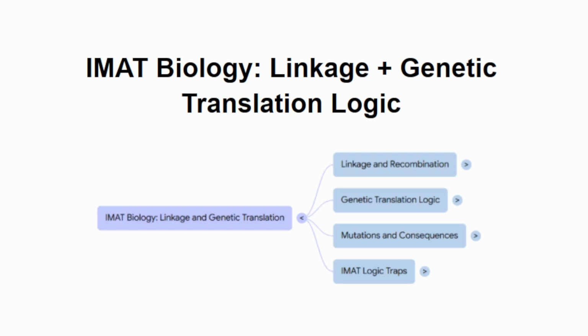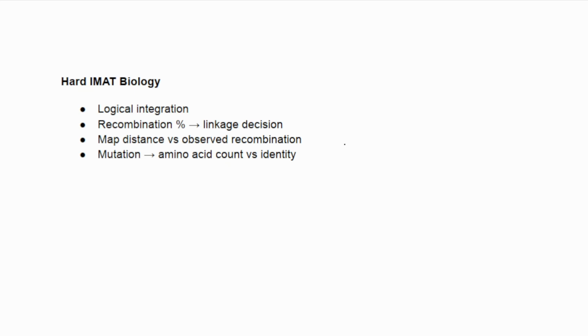Today, we're diving into a really important part of Imat biology that often shows up in the exam: linkage and genetic translation. This topic ties together meiosis, inheritance patterns, and how genes are expressed at the molecular level. I'll walk you through the key ideas step by step, just like we're sitting together in a tutorial. I'll explain any tricky term as we go, and I'll point out exactly what you need to remember for the exam. Let's get started. Here's the big picture trap Imat sets.